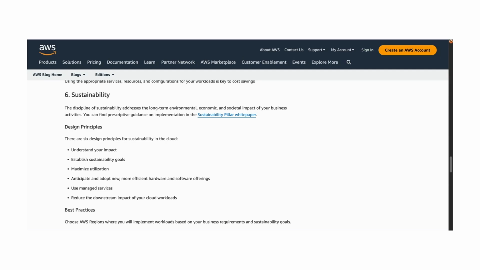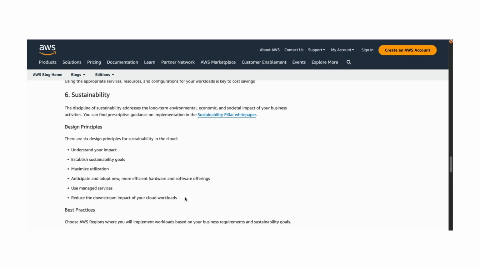We should regularly review and adopt more efficient AWS services, such as moving from EC2 instances to AWS Graviton-based instances, or consider other options. Then we can use managed services. We can rely on AWS managed services like Amazon Aurora or AWS Lambda to reduce the overhead of managing physical resources and improve the energy efficiency.